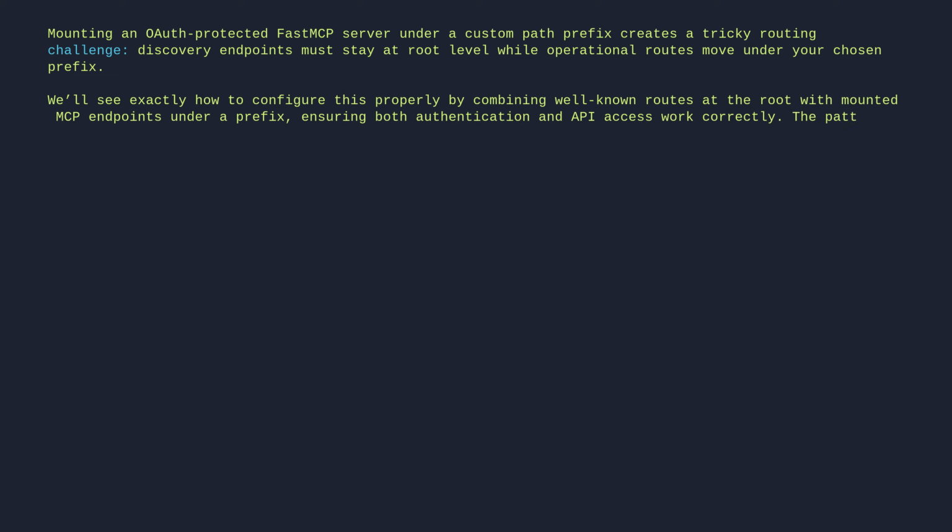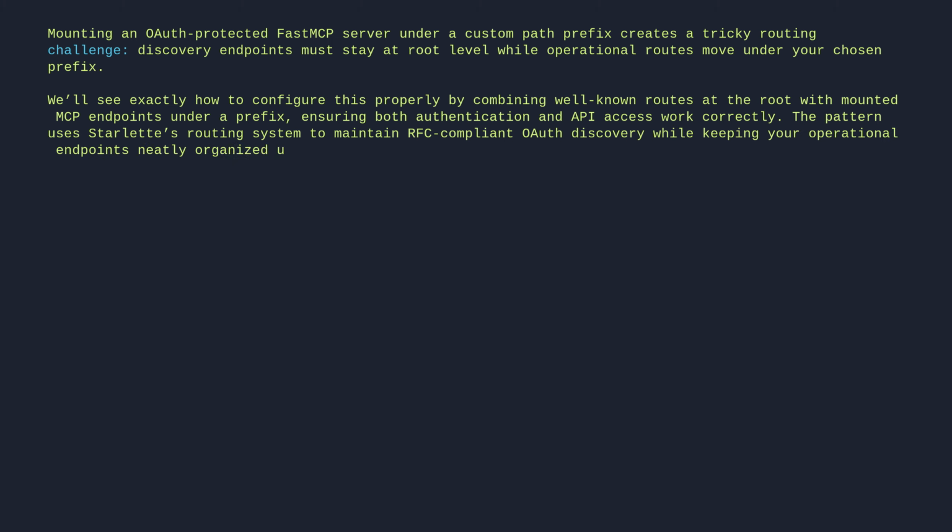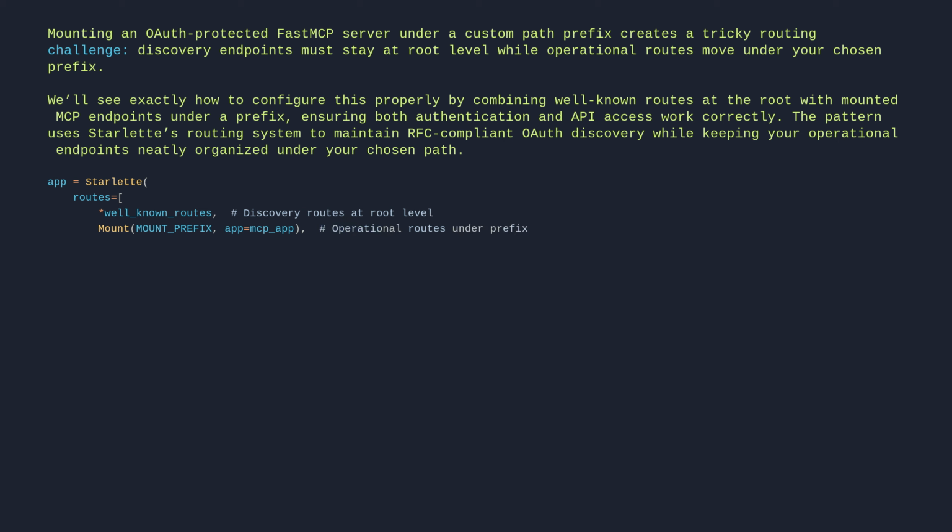The pattern uses Starlette's routing system to maintain RFC-compliant OAuth discovery while keeping your operational endpoints neatly organized under your chosen path. app = Starlette(routes=[*well_known_routes, # discovery routes at root level Mount(prefix, app=mcp_app), # operational routes under prefix], lifespan=mcp_app.lifespan).